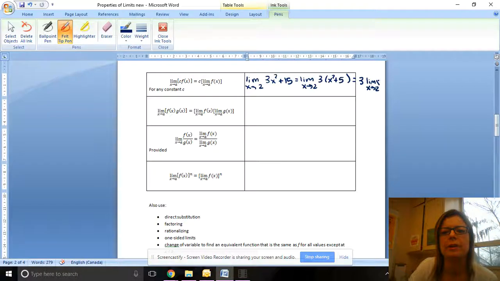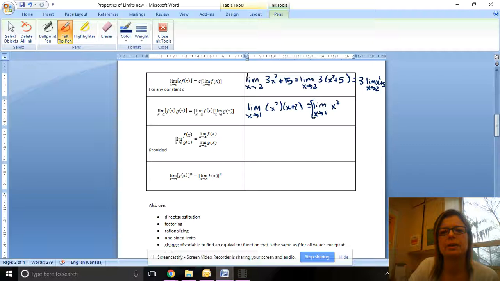All right, now this one just says, again, if I'm multiplying two functions together, I can actually multiply the limits of those functions together. So if I have the limit as x approaches 1 of x squared times x plus 2, I can turn that into the limit as x approaches 1 of x squared, and then do that all times the limit as x approaches 1 of x plus 2.